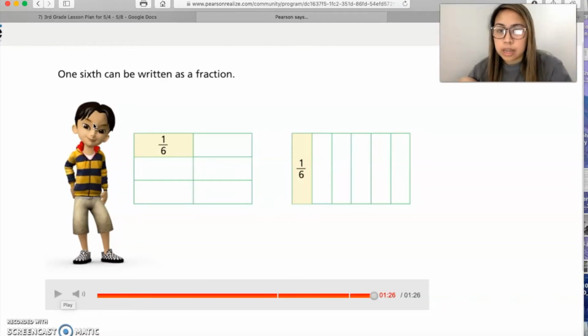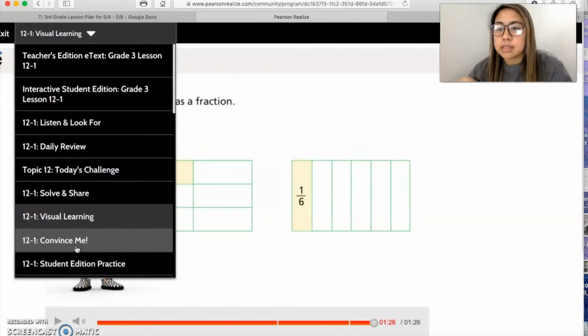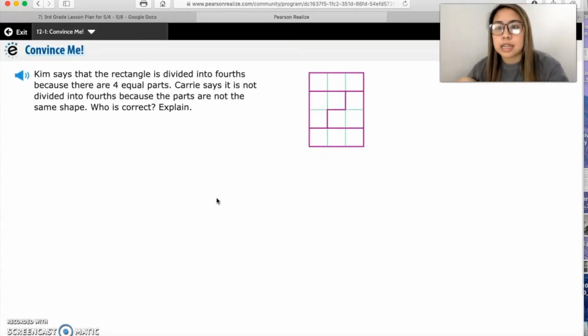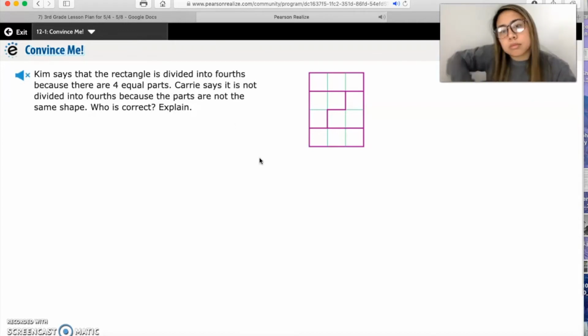So you are going to go ahead and move on to your convince me. Your convince me is: Kim says that the rectangle is divided into fourths because there are 4 equal parts. Carrie says it is not divided into fourths because the parts are not the same shape. Who is correct? Explain.